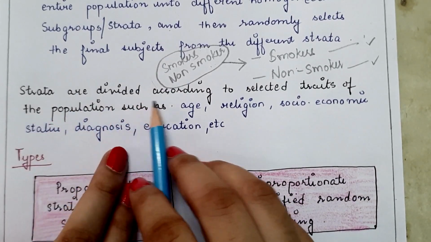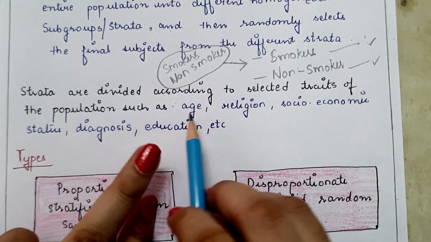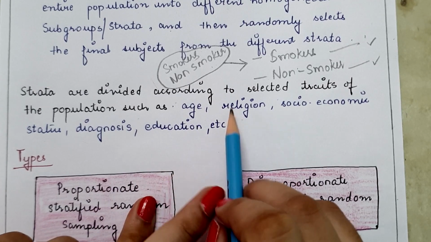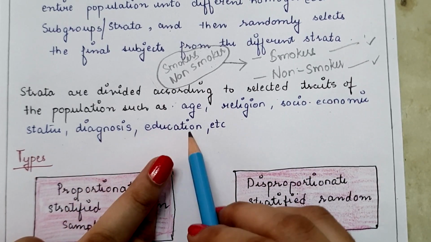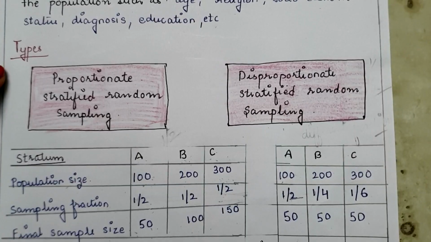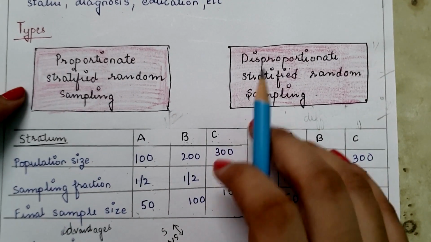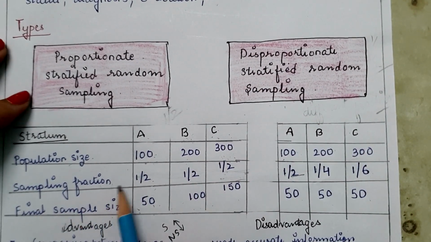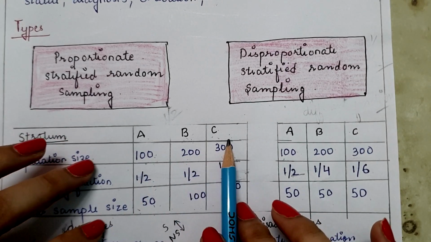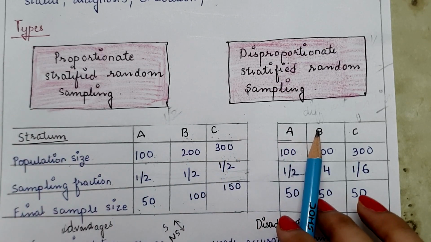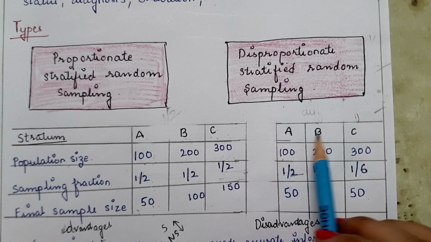The strata are divided according to selected traits of the population such as age, religion, socio-economic status, diagnosis, education, etc. Next are the types of stratified random sampling. First one is proportionate and second one is disproportionate. In the first type, the same sampling fraction is applied over all the homogeneous subgroups or strata, and in the disproportionate type, a different sampling fraction is applied over the different homogeneous groups.